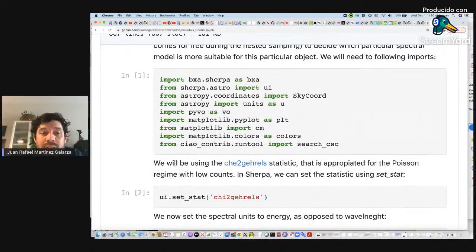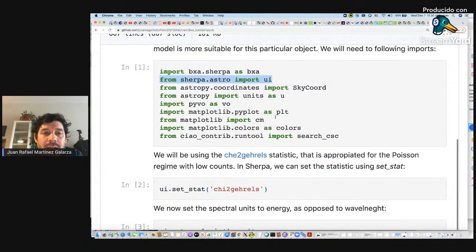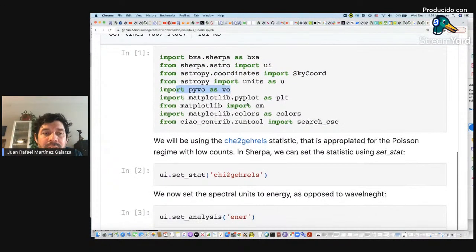So again, we start with some imports. Here we're importing BXA, which is going to do our MCMC sampling. We're also importing Sherpa, the same as before, the coordinates in order to search for objects, PyVO so that I can perform the searches, matplotlib for plotting, and tools of the Chandra environment to search the catalog.